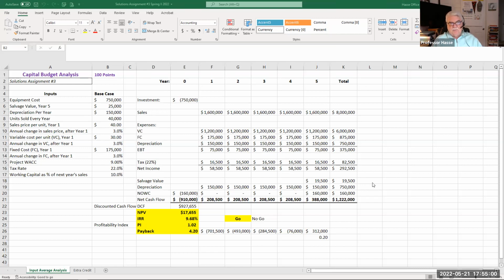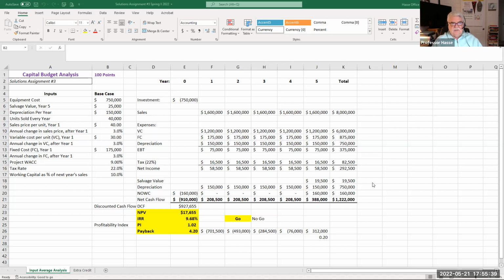This is a capital budget project with a depreciable life of 5 years, an investment in year 0 of $750,000, generating 40,000 units of sales every year for the 5 years at a revenue of $40 per unit selling price, generating, as you can see, $1.6 million every year for 5 years. The associated variable costs, which are per unit at $30 a unit, times the 40,000 is $1.2 million every year.